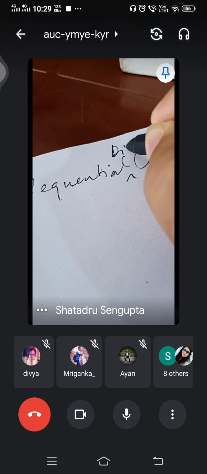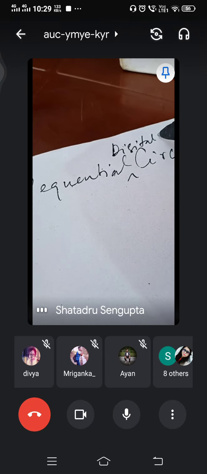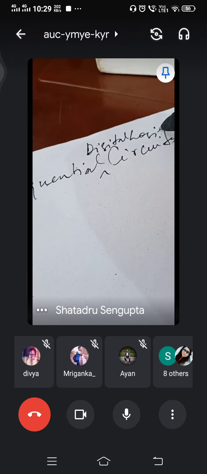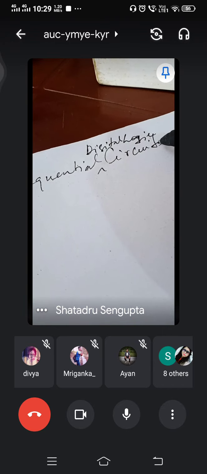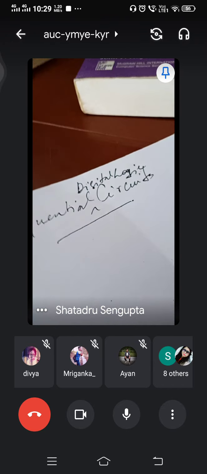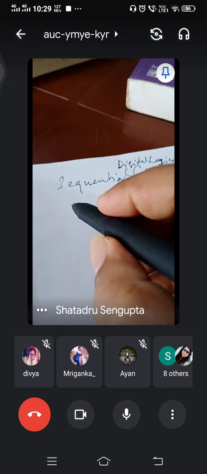Sequential digital logic circuits. So sequential digital logic circuits. So what are those?